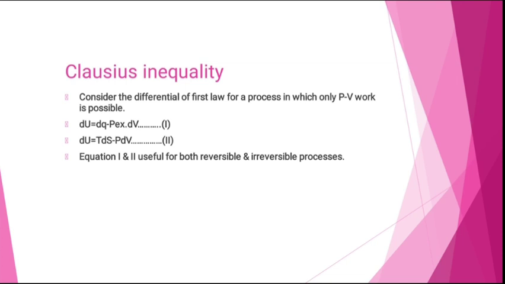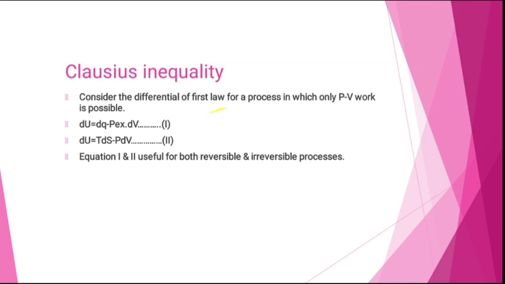and dU is equal to dq minus P external dV. P external shows the external pressure, dV is the change in volume, dq is the change in heat, and dU is the change in internal energy. This equation is derived from the first law of thermodynamics. dU is equal to dq minus P external into dV.